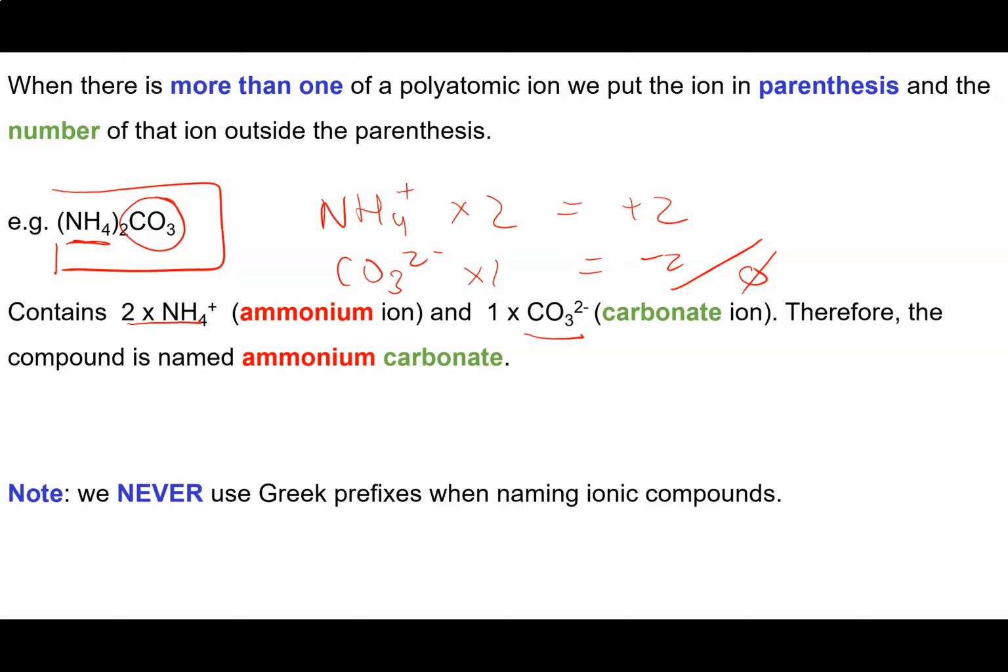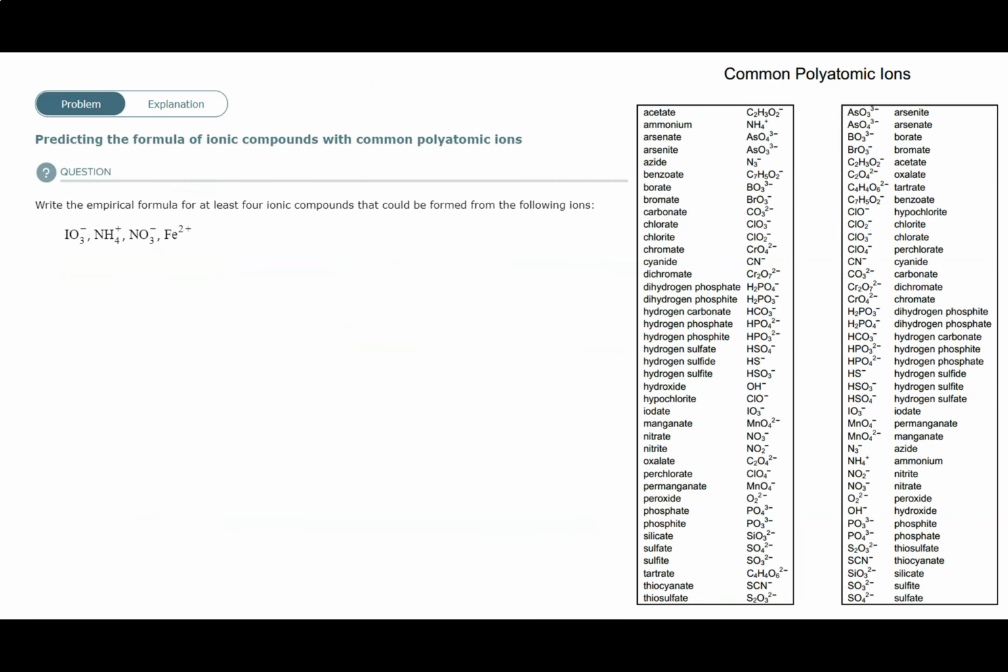How do we name it? You give the name of the cation followed by the name of the anion. So this is called ammonium carbonate. I've mentioned this previously. We never use Greek prefixes when we're naming ionic compounds. So this is not diammonium carbonate. It's just straight up ammonium carbonate.